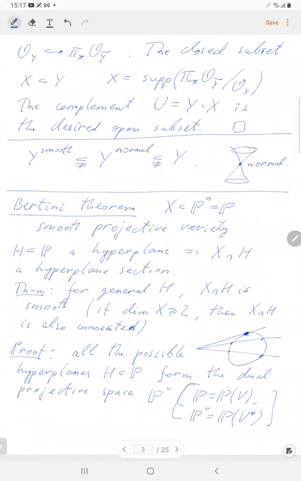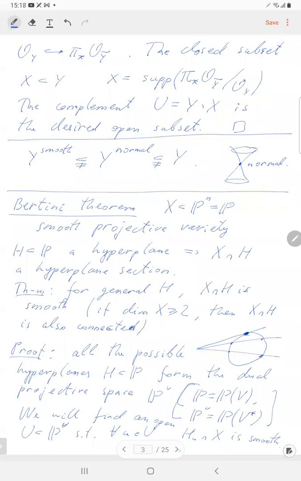And so this is the space of parameters of hyperplane sections, and we want to find an open subset in this dual projective space such that for any hyperplane there, the section will be smooth. So we will find an open U inside the dual projective space, such that for any point in this open subset, the intersection of the corresponding hyperplane with X is smooth.